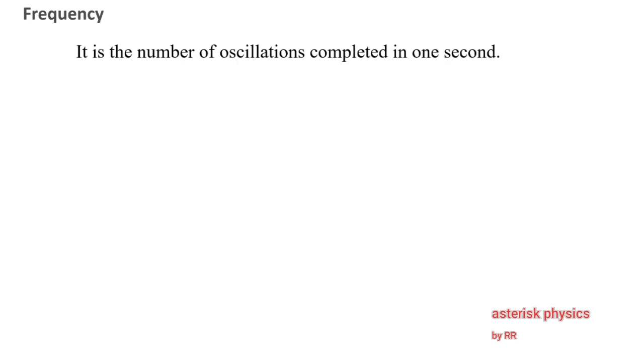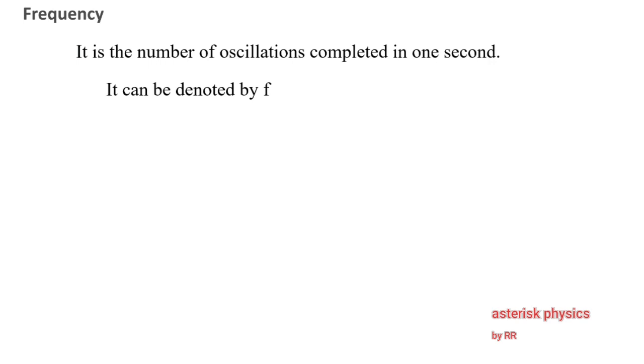Now, the third term is frequency. What is frequency of simple harmonic motion? It is the number of oscillations completed in 1 second. So, how many oscillations a particle completes in 1 second measures its frequency. Frequency is denoted by the letter F.